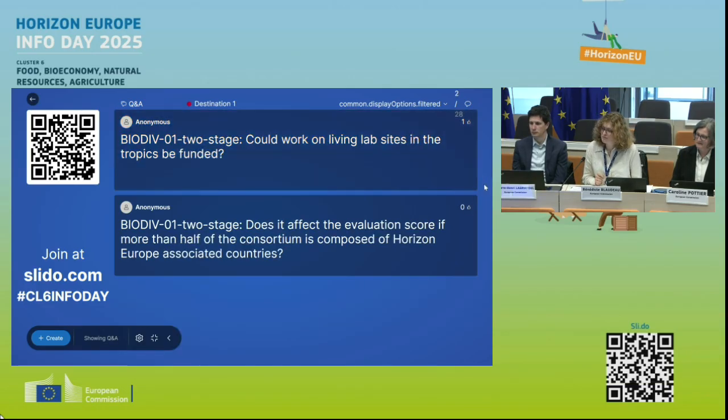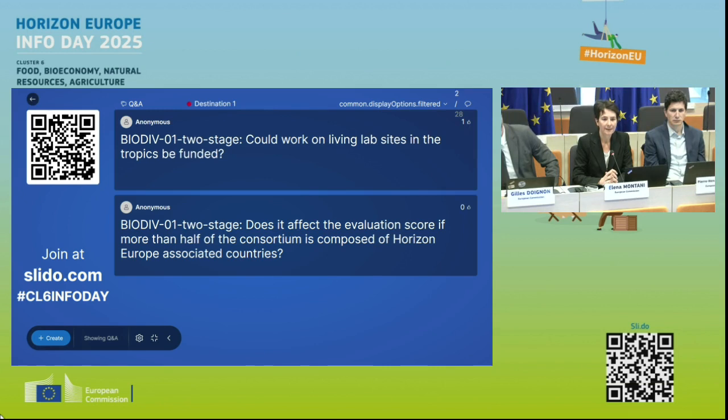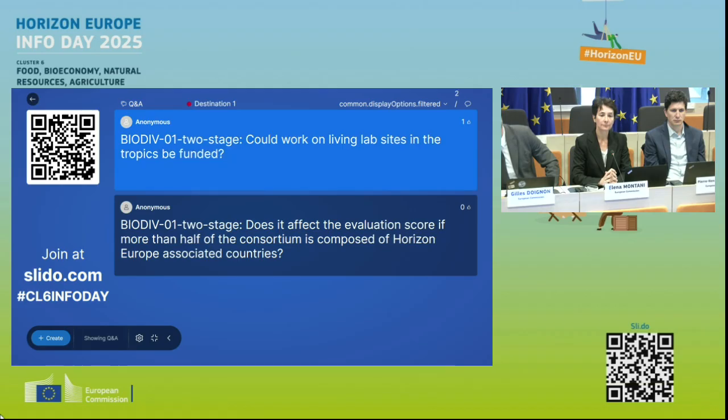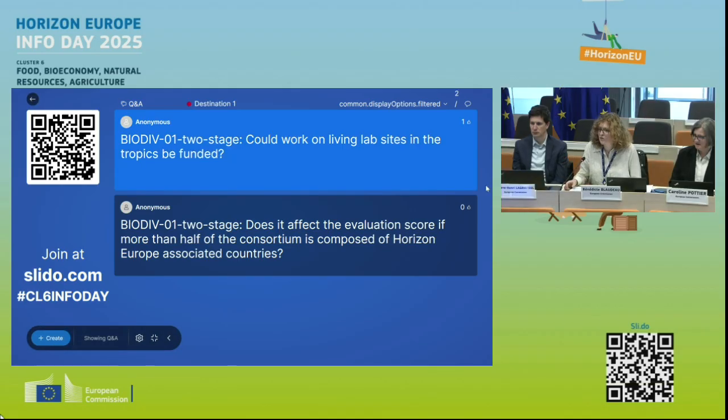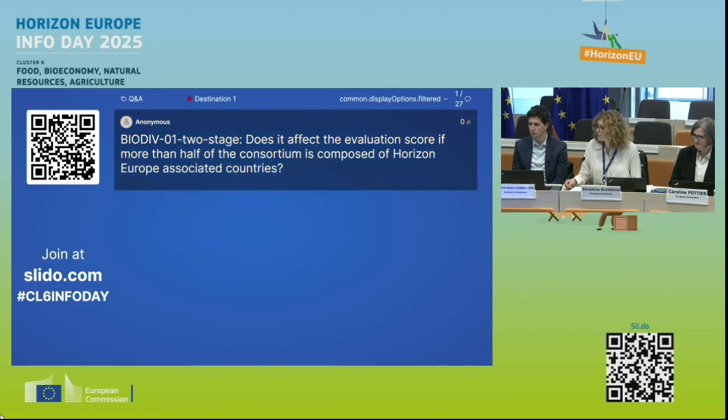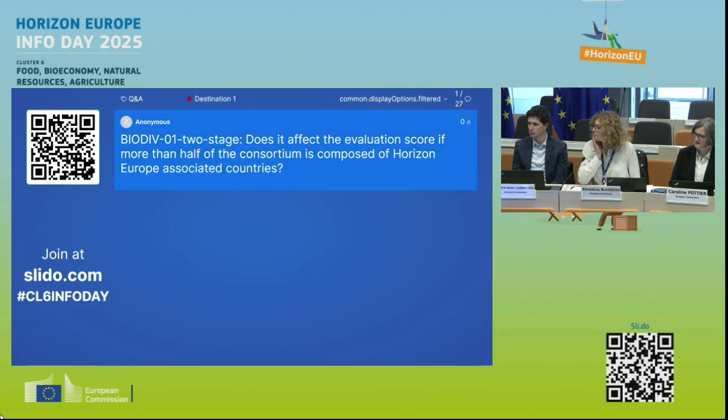Could projects work on living lab sites in the tropics, and would the topics be funded? We don't have specific, again, scale defined, so this is open and up to the appreciation of the consortium. Yeah, and sorry, I misread. It was on in the tropics.